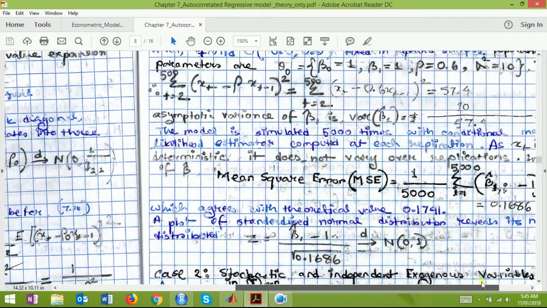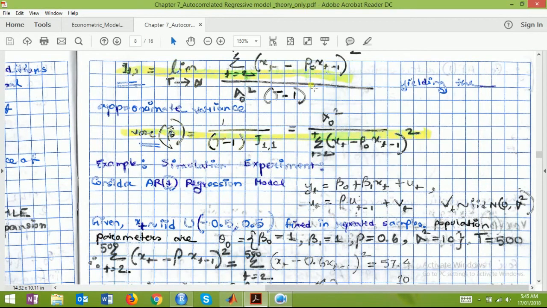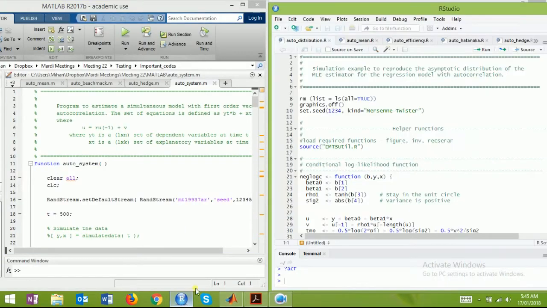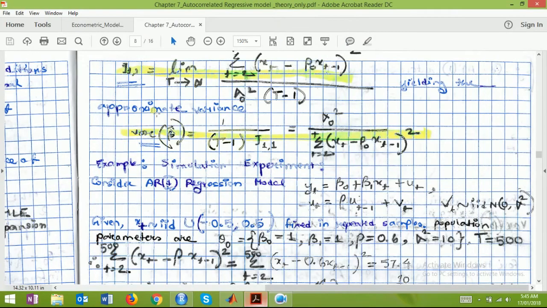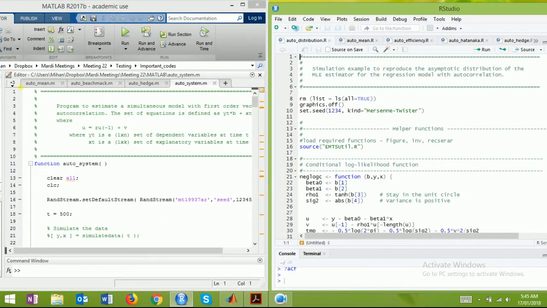Deterministic exogenous. Whenever we're talking about deterministic exogenous variable, the information matrix I11 is the limiting property of x minus rho naught xt minus 1 over sigma square, t minus 1, which yields the asymptotic variance of beta hat, which is sigma naught square divided by x minus rho naught xt minus 1 whole square, or which is 1 by t minus 1 inverse of information matrix. This is something you're going to use now. So let's see. We are talking about asymptotic distribution.